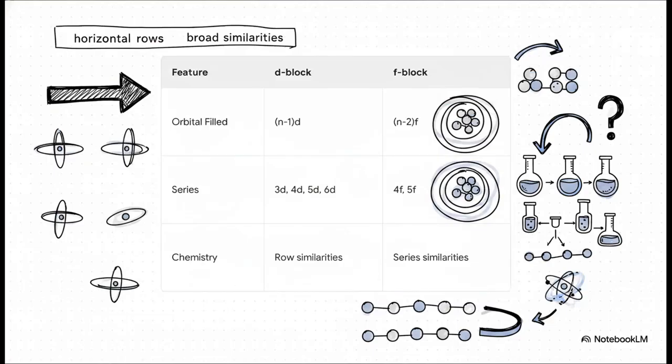Let's dive a bit deeper into that separate panel at the bottom, the inner transition metals, or the f block. When you compare them directly to the d block, things look pretty different. The d block fills the n-1 shell and shows broad similarities across horizontal rows. But the f block fills the deeply buried n-2 shell. Because these f electrons are buried so deep, they don't really participate much in peripheral chemistry. As a result, elements within the lanthanoid series look incredibly similar to one another chemically. In fact, they're so similar that separating them in a lab is notoriously tough.